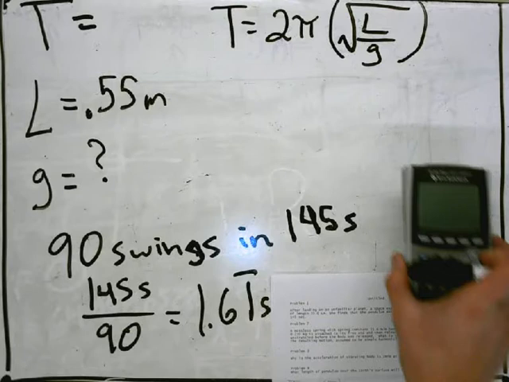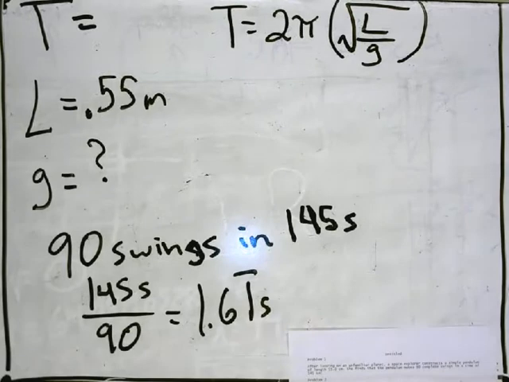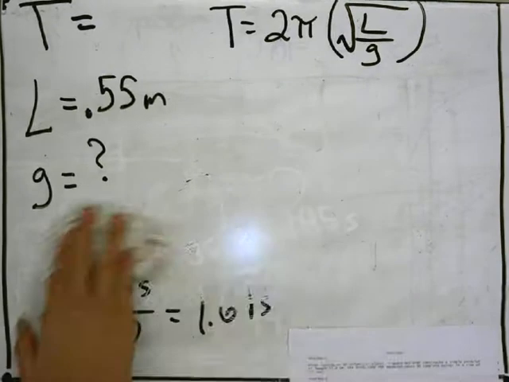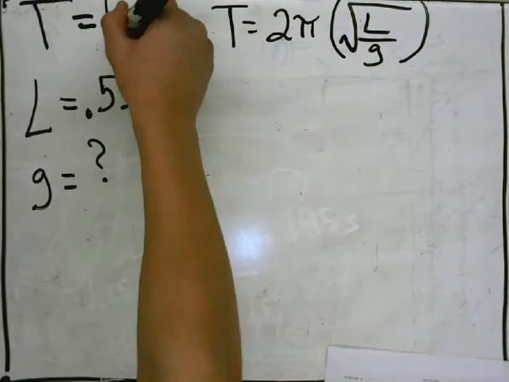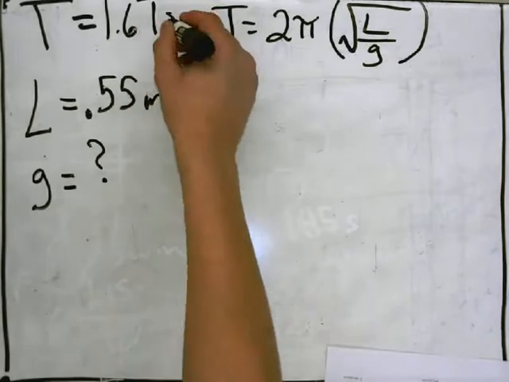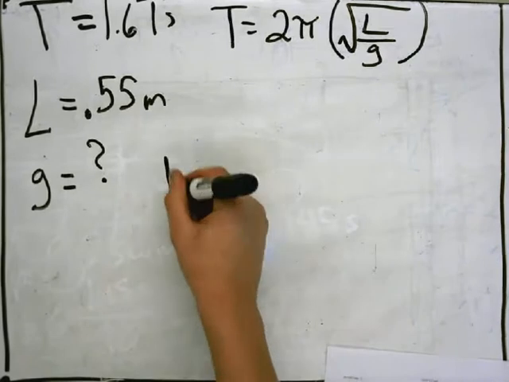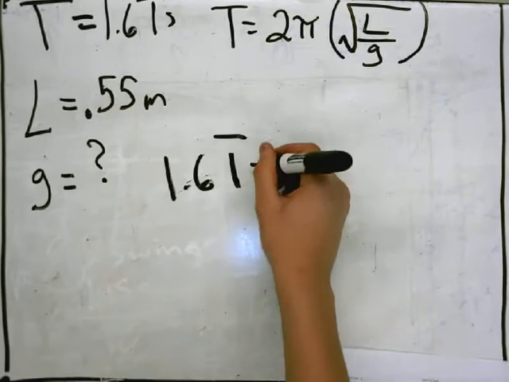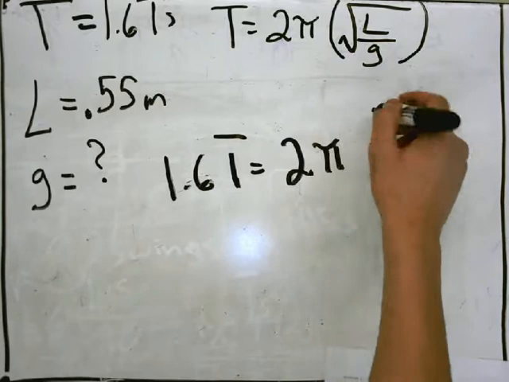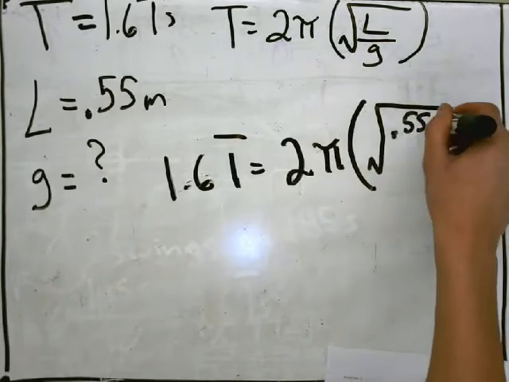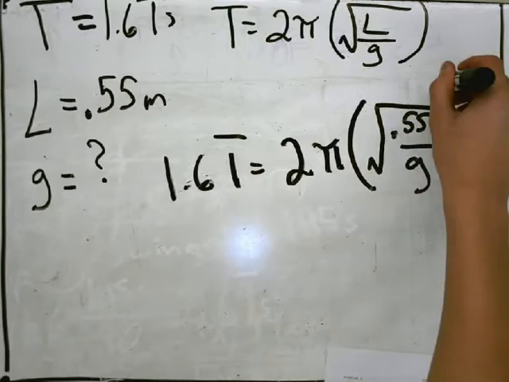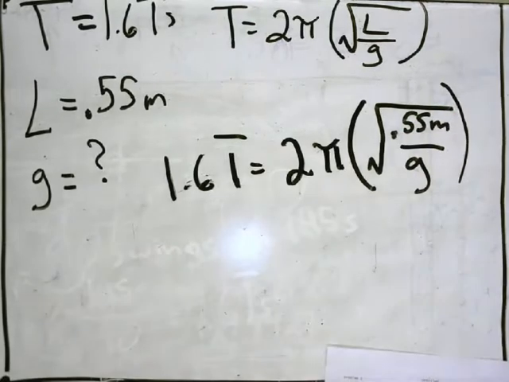So now that we know almost everything, except for gravity, we're just going to plug this all into the equation. Let me just erase this to make some room. Alright, so we're going to have our T, which is 1.61 repeating seconds. So we're going to have 1.61 repeating is going to equal 2 pi times the root of 0.55 meters divided by the acceleration due to gravity. And now the reason that we don't care about mass is that it's going to be effectively the same thing for any sort of mass that we use on the pendulum.